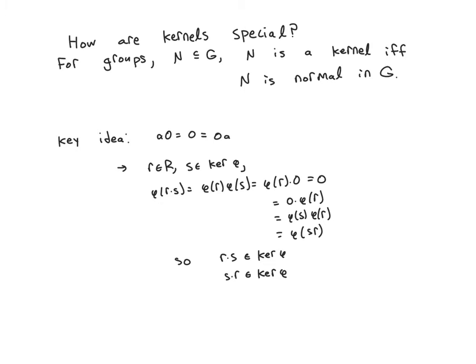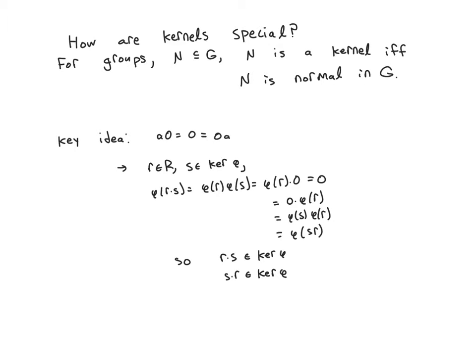So now I want to motivate a new idea for rings, but I want to motivate it by going back and looking at normal subgroups. And so here's our motivating question: what is special about the kernel of a ring homomorphism? Recall that for groups, we had proved the following theorem. Given a subgroup N of G, N is a kernel of some group homomorphism if and only if N is a normal subgroup in G.